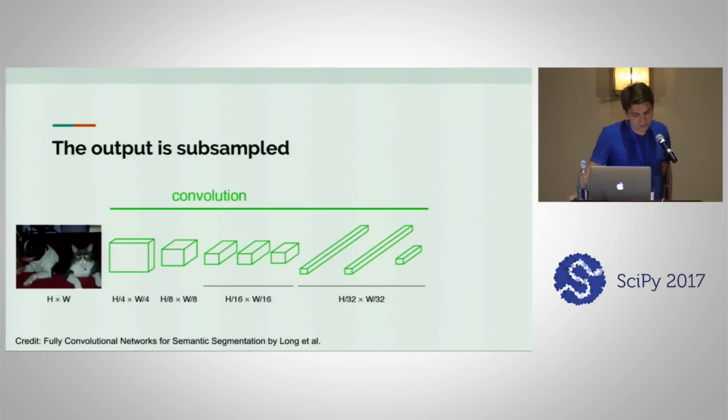Here I visualize the feature maps. You can see we input an image of size H by W, and we get a feature map which is reduced by a factor of 32. This is just an outcome of the fact that we do subsampling in our network.